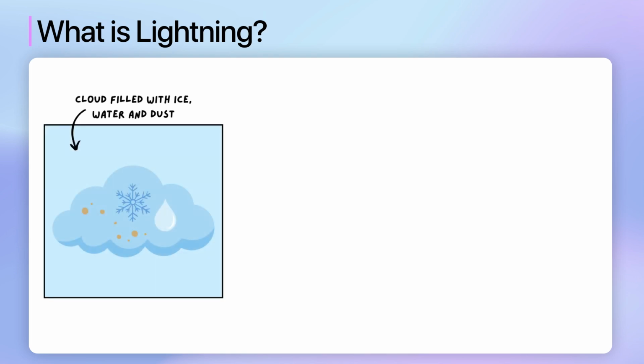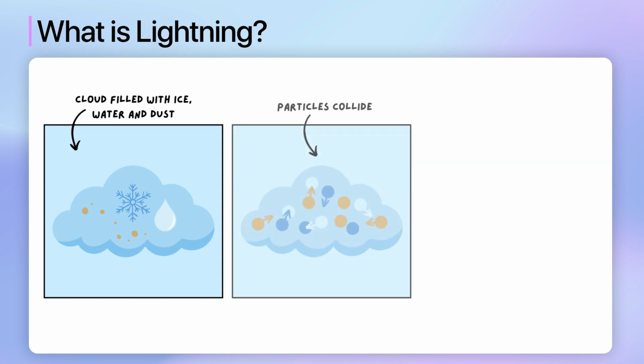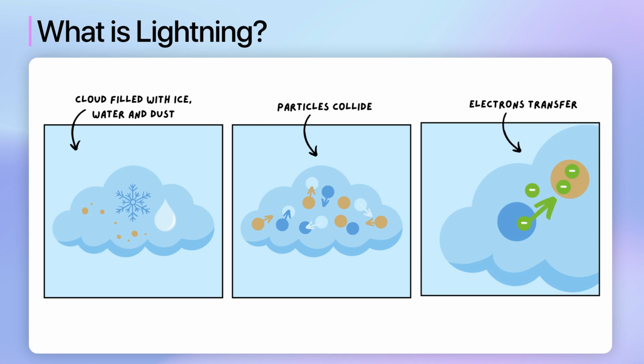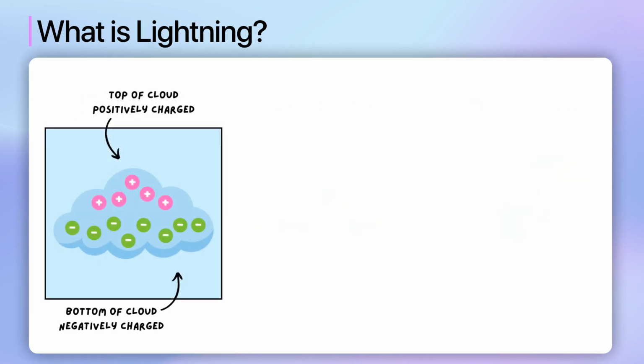Lightning is an extreme example of sparking in nature. During a thunderstorm, clouds are filled with ice particles, water droplets, and dust. These particles are constantly moving and colliding with each other due to air currents within the cloud. When these particles collide, electrons are transferred from some particles to others. As a result, different parts of the cloud develop different electrical charges. Specifically, the top of the cloud generally becomes positively charged, while the bottom becomes negatively charged.